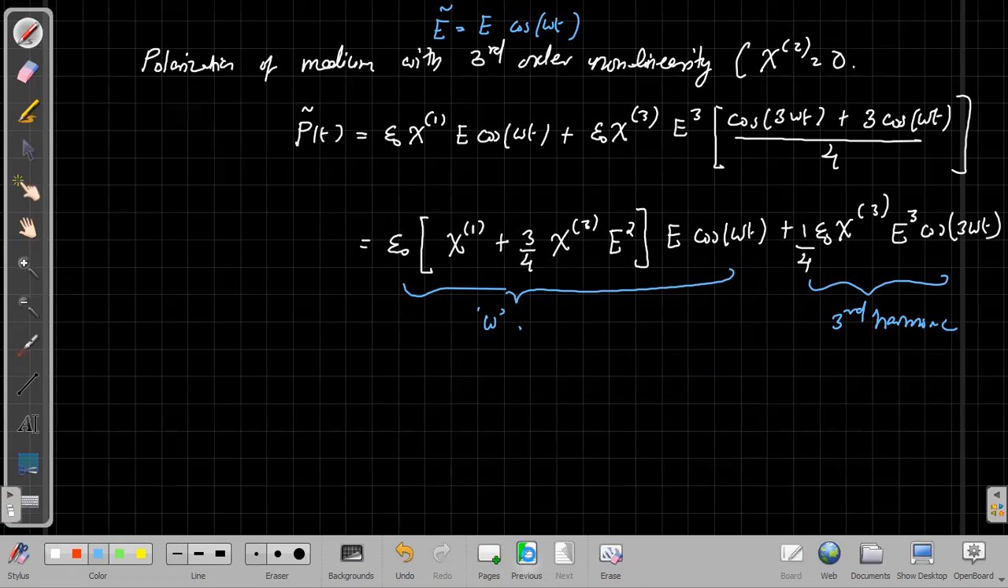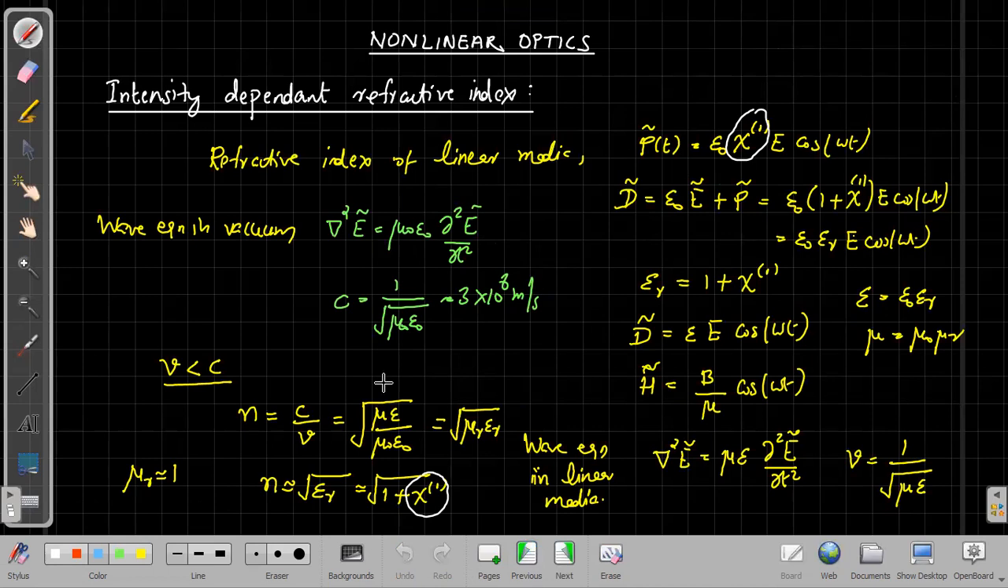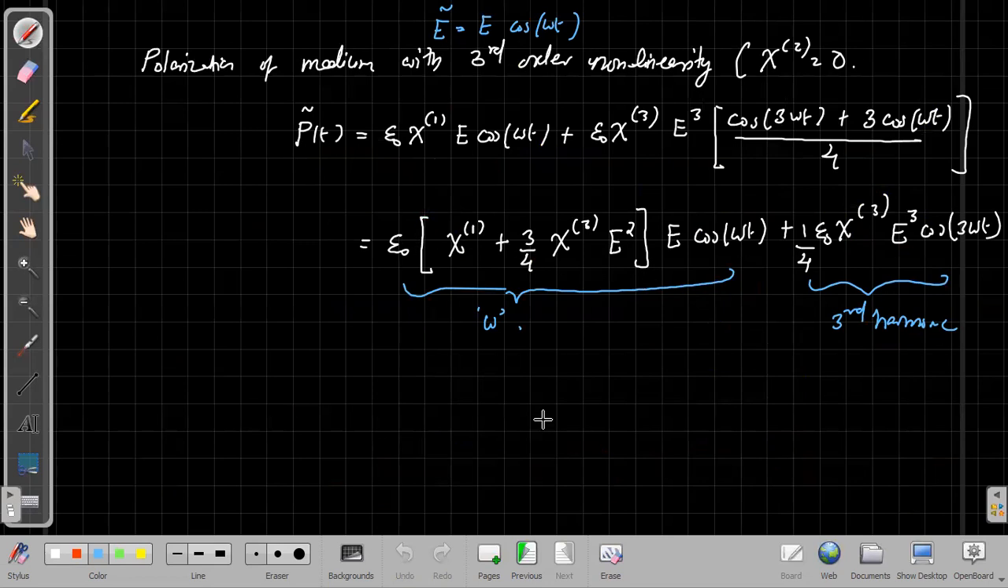Okay, so for a linear medium, the refractive index will take this form: n equal to square root of 1 plus chi1, where chi1 is this susceptibility. Now instead of that, we are getting this.